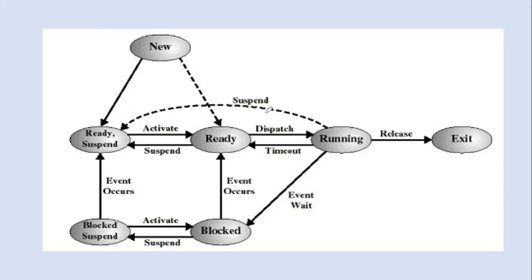So my dear students and learners, it is good to understand these transitions. The 7-state process model has several transitions like new to ready to running to exit; new to ready to running to ready to running to exit; new to ready to running to blocked to ready to running to exit; new to ready to running to blocked suspend to ready suspend to ready to running to exit.